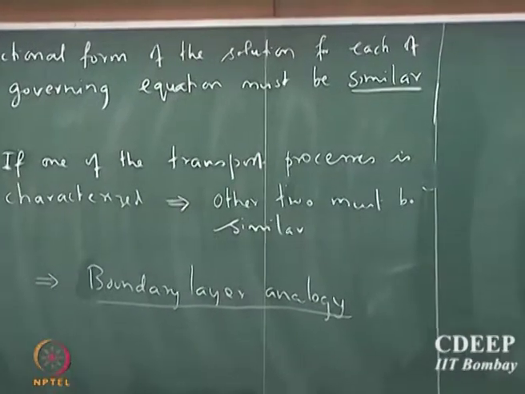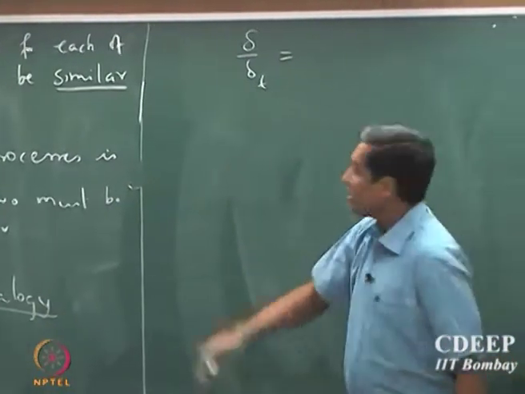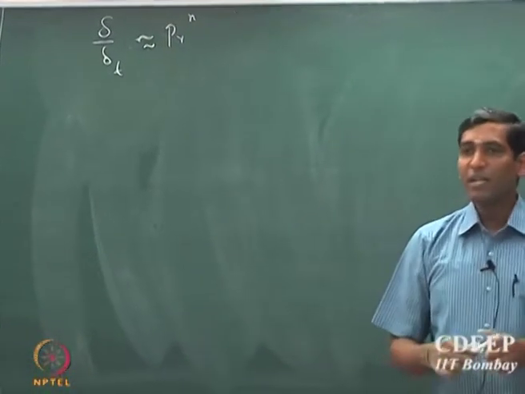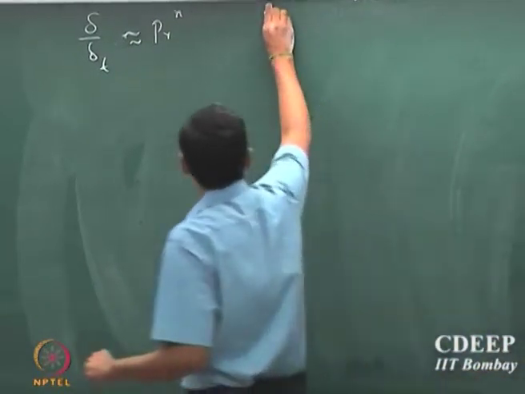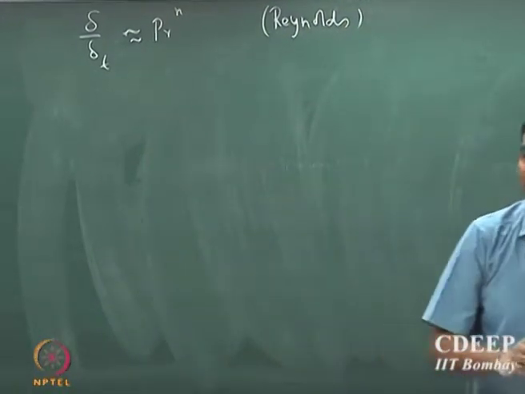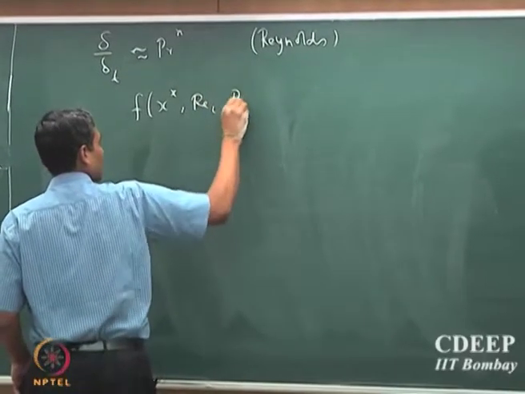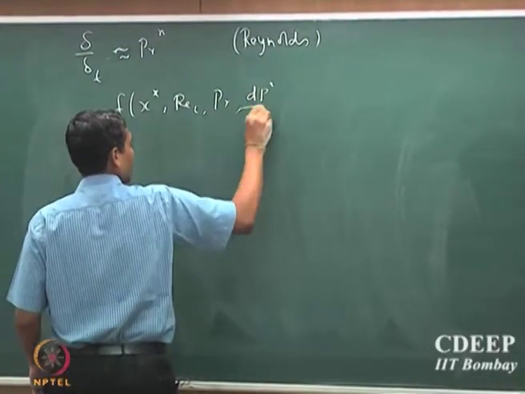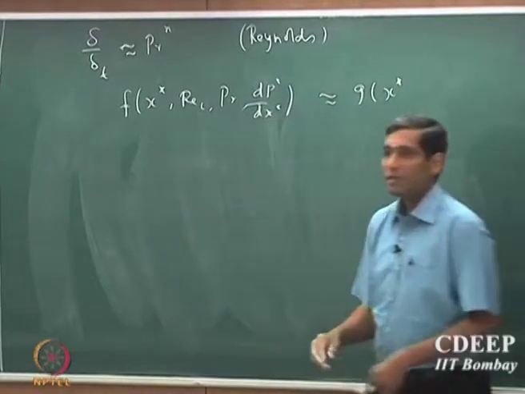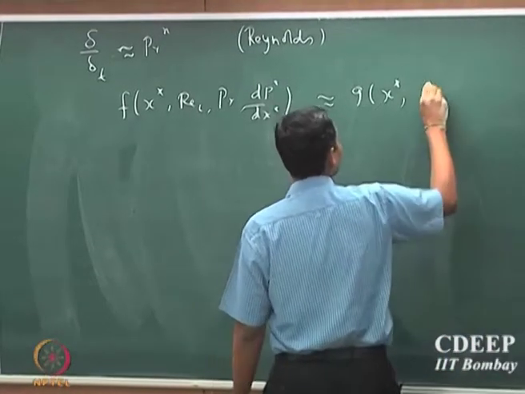Okay, so because we said that delta by delta t, which is the ratio of the boundary layer thickness, scales as Prandtl number to the power of n. There have been lots of experiments, primarily due to work done by Reynolds, where he has shown the functional form dx star, somehow it is found to be, in fact we will see in future lectures when we take specific cases, the kind of scaling that you will get.